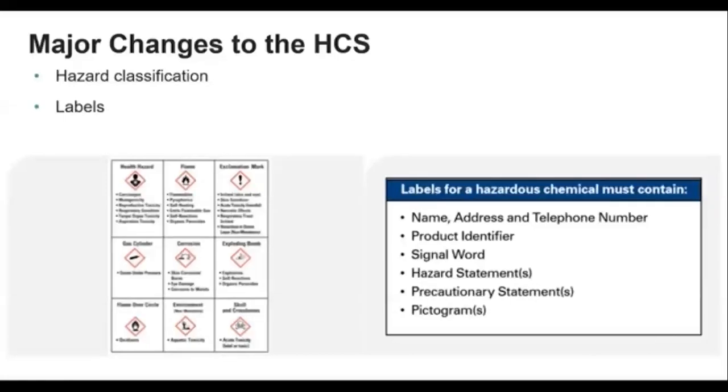Signal words are used to indicate the relative level of severity of the hazard and alert the reader to a potential hazard on the label. There are only 2 words used as signal words: danger, signifying a more severe hazard, and warning, signifying a less severe hazard.